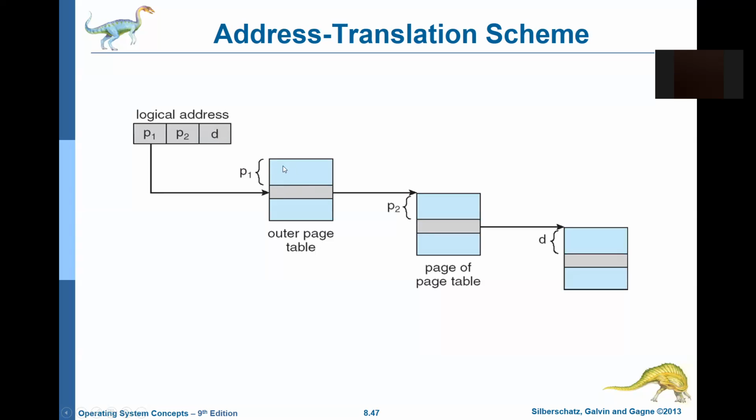Because if each row here is 4 bytes long, then the P1 is not going to tell me how much to go down. I'm going to have to multiply, I'm going to have to add 2 zeros to it, right? I'm going to have to multiply by 4. If it's saying 1 over here, it doesn't mean to go down 1 byte, it means to go down by 4 bytes, if each row is 4 bytes long.